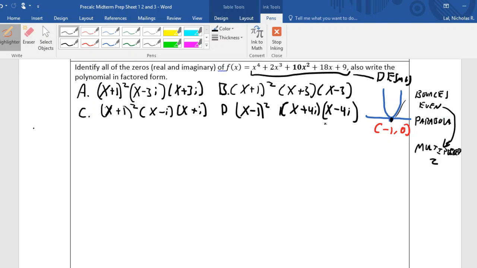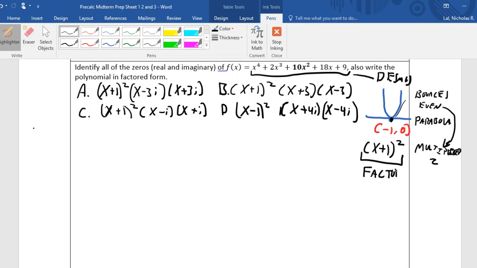Multiplicity 2, okay? So if our 0 is -1, our factor is x plus 1, and our multiplicity 2 is x plus 1 squared. All right, so we know, now that this is 0, that x plus 1 squared is a factor. So this is a factor.